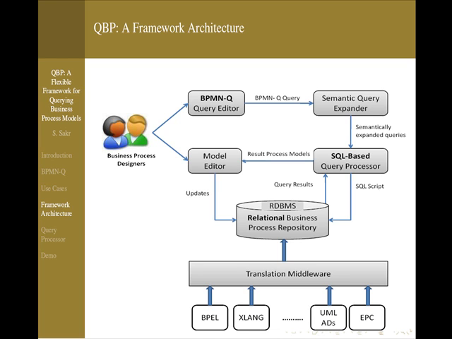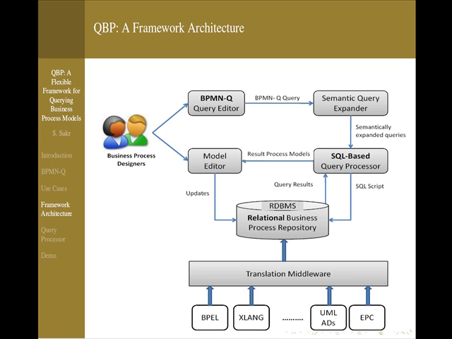After composing this query, the semantic query expander component receives this query and tries to analyze the labels of the activities in the process query to determine, from the semantic point of view, and derive a list of semantically similar activities to the activities of the input query. The query processor receives the BPMNQ query graph and translates this BPMNQ query into a sequence of SQL scripts, which is then shipped to the back-end relational database management system.